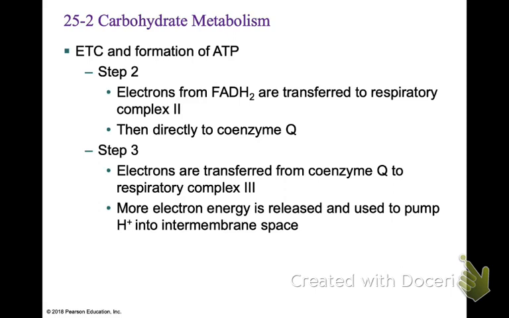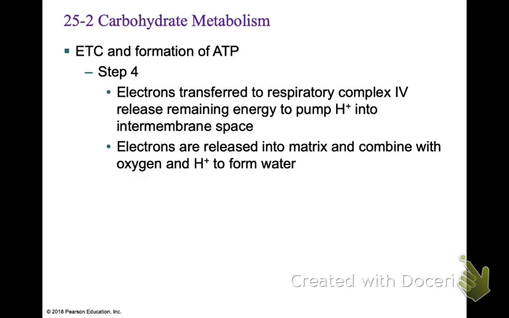And in the depths of respiratory complex 3, the electrons are passed along, and enough energy is released to pump another hydrogen into the intermembrane space, and then the electrons are going to get passed off to complex 4 through the cytochrome chain. In step 4, respiratory complex 4, we're going to take the rest of the available energy to pump one more hydrogen into the intermembrane space. The electrons then in complex 4, through an enzymatic reaction, combine with oxygen to produce water.